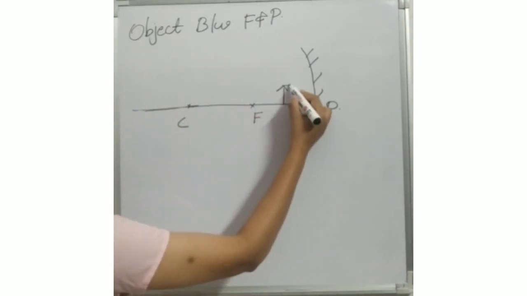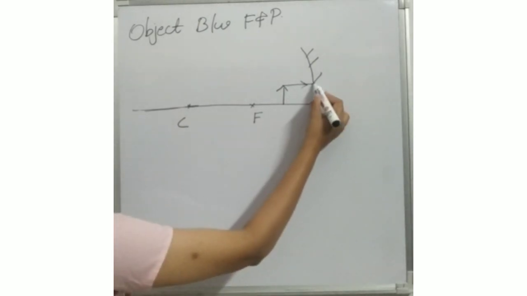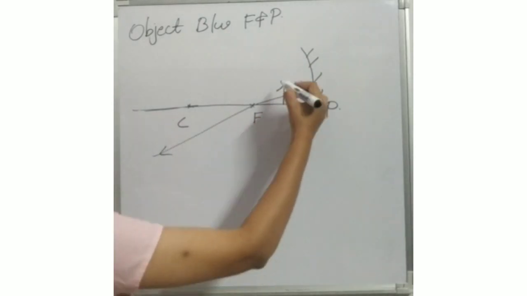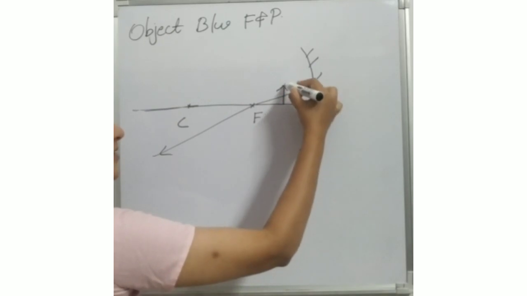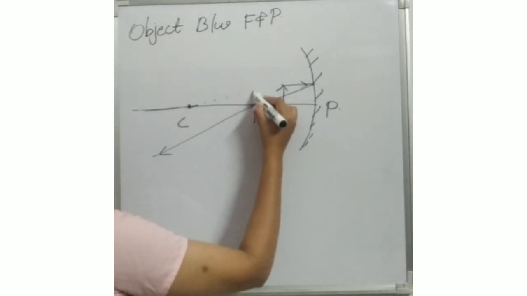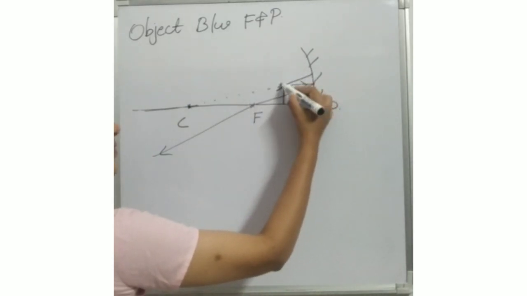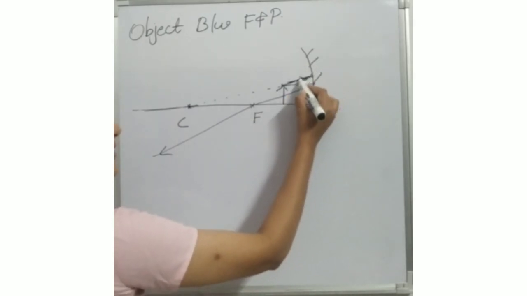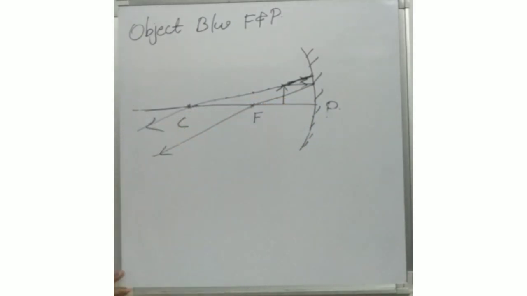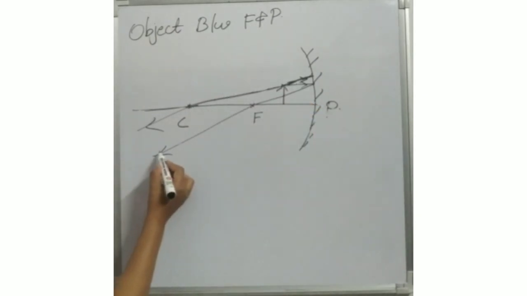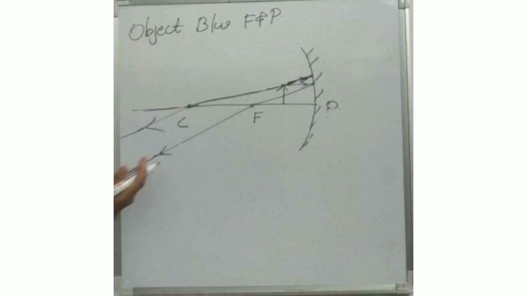So if it comes parallel to principal axis, it will reflect through focus. Now, if it comes through C, that means as it is coming through C in that path, okay, now it will reflect to the same path. When it is coming to C, it will reflect through the same path. Okay. And we know these two lines will diverge and go on. They won't meet at a common point.